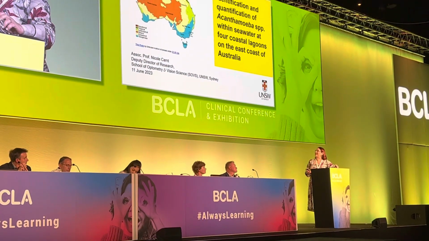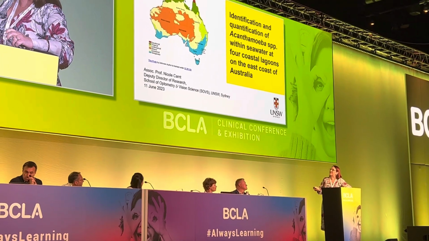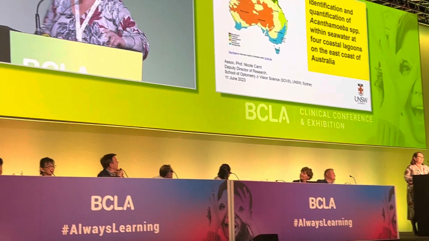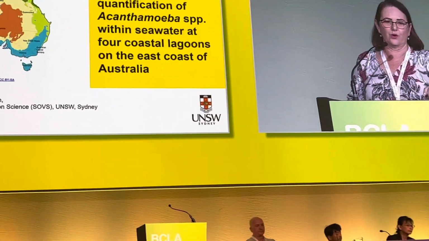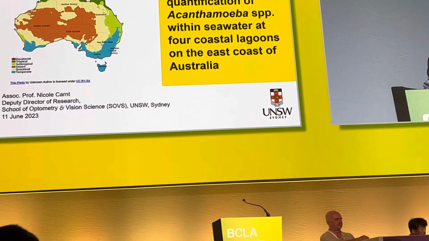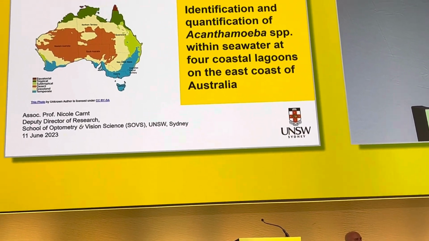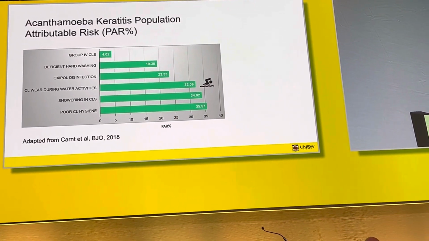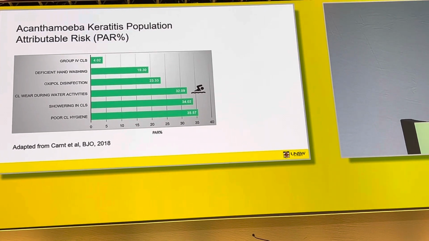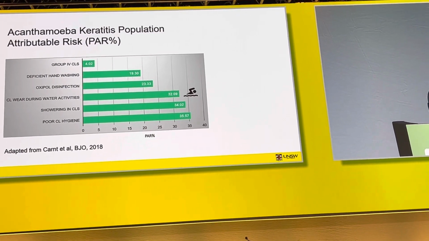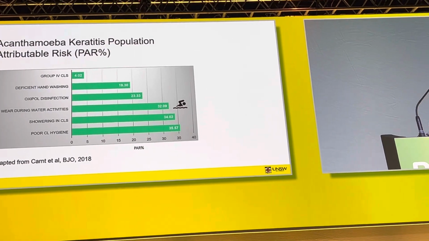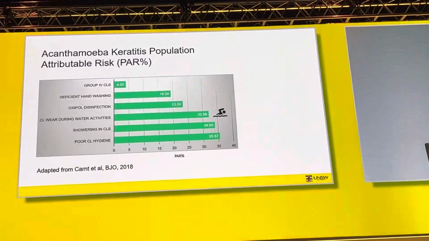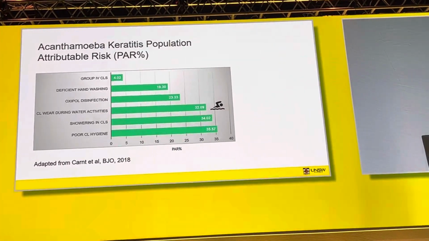I've got a map of Australia up here, and the part of Australia that I'm talking about, just over on the left, is this tiny little sliver here, which is about 80 kilometres north of Sydney, and it's in a subtropical area and a very popular holiday spot in New South Wales. And from this study that we published in 2018, we showed that if no one wore contact lenses during water activities such as swimming, we could reduce the number of Acanthamoeba keratitis cases by a third.